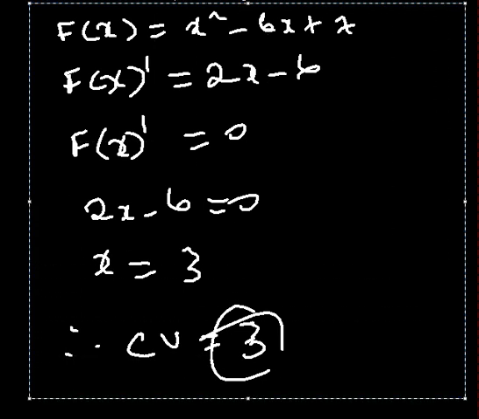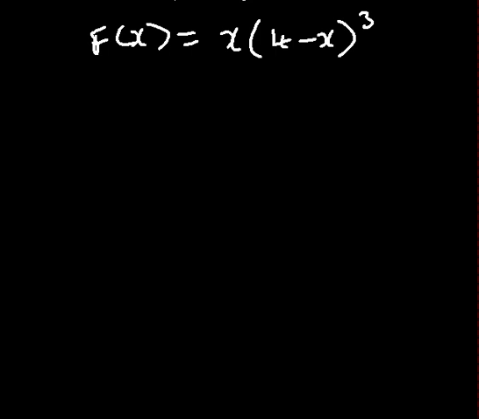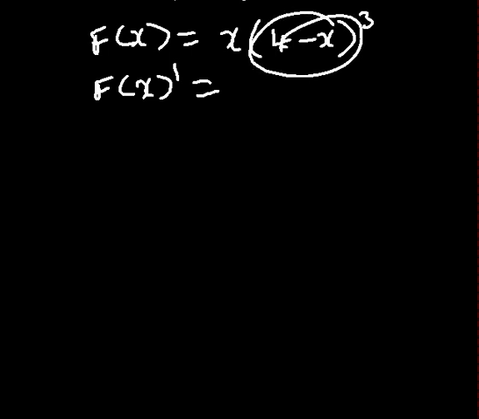And what if this is the given case that we have? Let's say we have a function f of x is equal to x times 4 minus x to the power 3. How do you think we should find the critical values corresponding to this? First we take the first derivative, f prime of x, so which differentiation should be applied at this point?